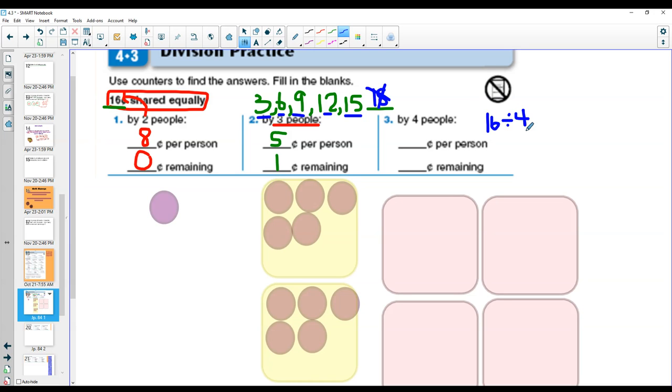All we have to do here is count by 4 until we get to 16. Let's try it. 4, 8, 12, 16. When I count by 4s, I actually got to 16. So that means there's 0 left over. How many times did I count by 4? 1, 2, 3, 4. So you see how to do this without having to use counters?